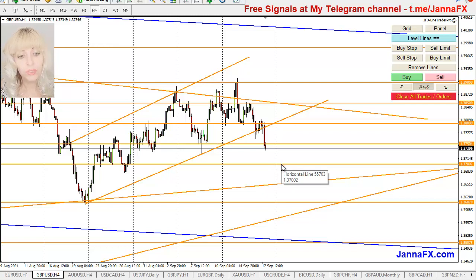Afterwards it needs to be a little bit careful, because actually from 37 it might still go down further to 36.50. Okay, so that's possibly the movements I can expect.